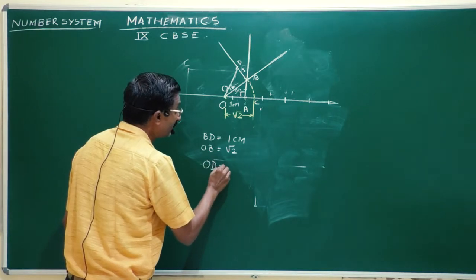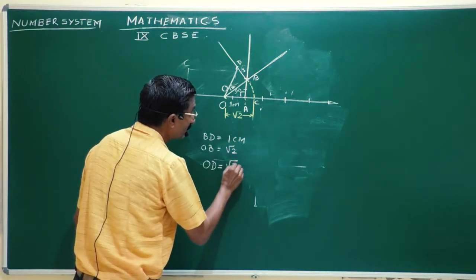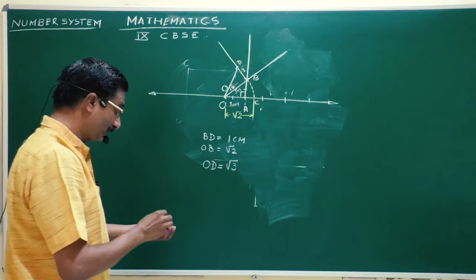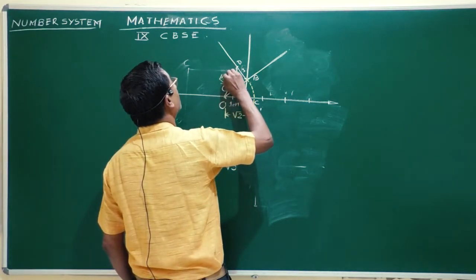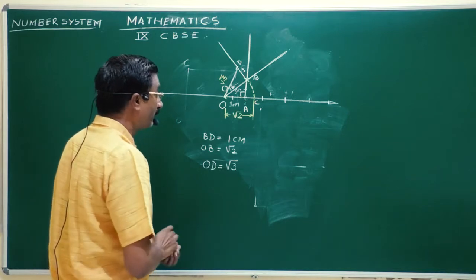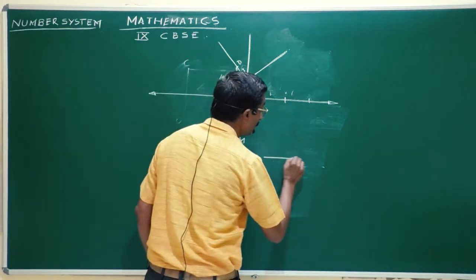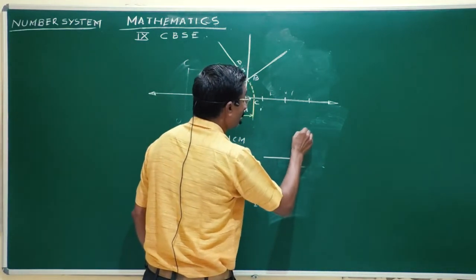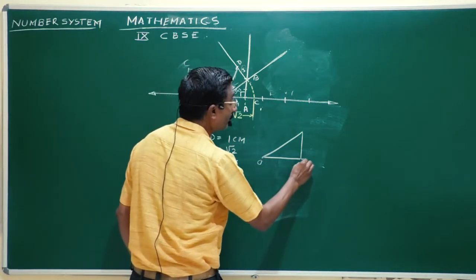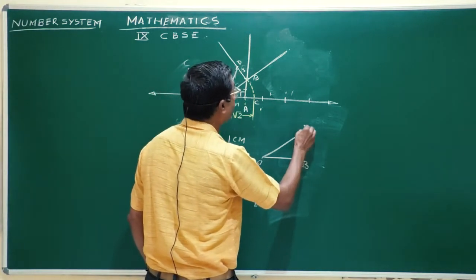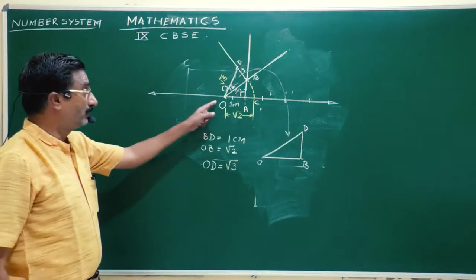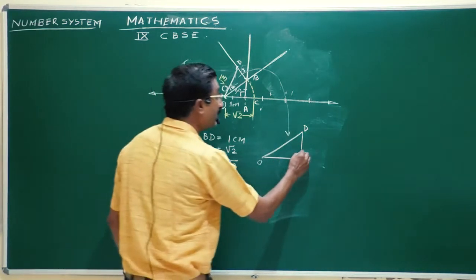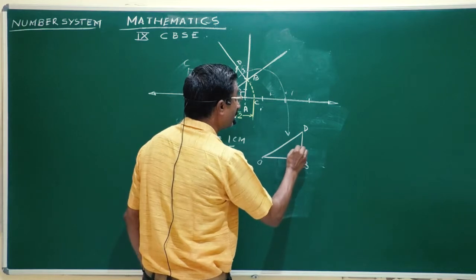OD is equal to under root 3. So now mathematically we can prove it also, under root 3. Now the triangle OBD, this one, OBD, this angle is 90 degree.